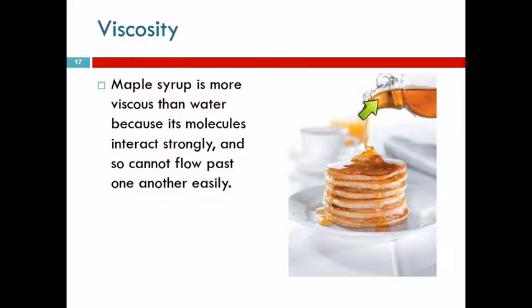Here's maple syrup, and it pours slowly onto the pancakes because the molecules in the syrup are more strongly attached to each other, attracted to each other, than water molecules are. Does that make sense?